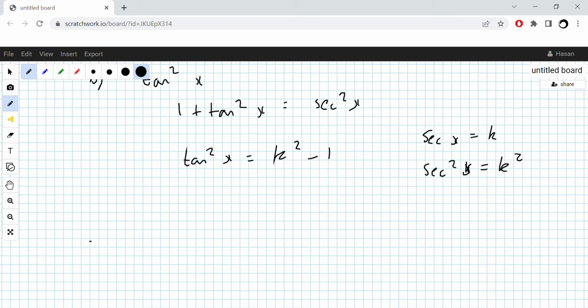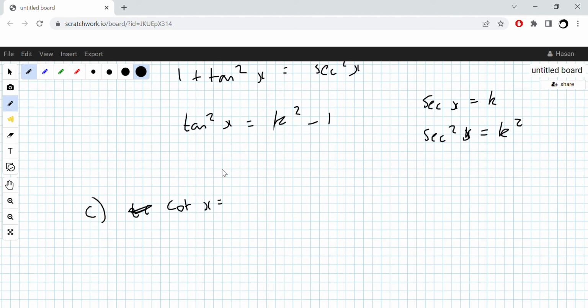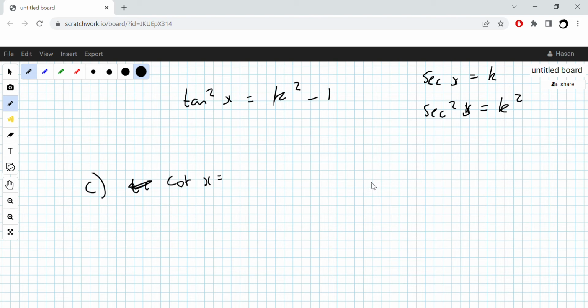And for question C, they're asking us for cot x. And we're going to use the answer to our previous question and our knowledge of identities. Cot x is 1 over tan x. And we're going to square root this. Tan squared x equals k squared minus 1. So tan x equals square root, plus or minus, we don't know yet, of k squared minus 1.